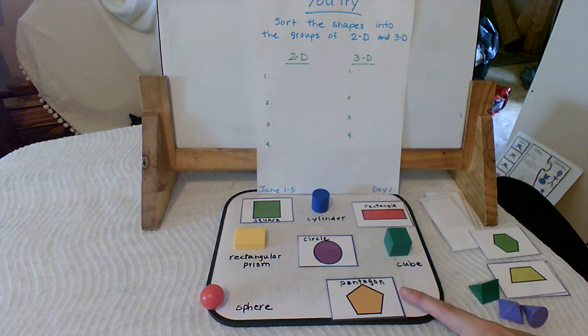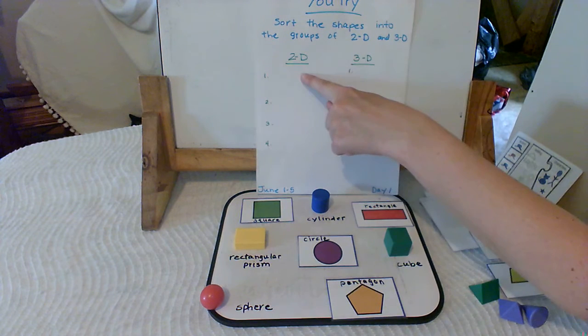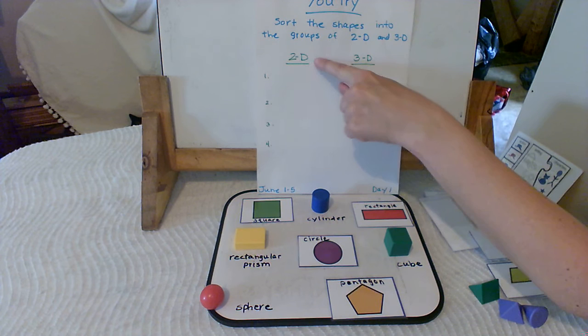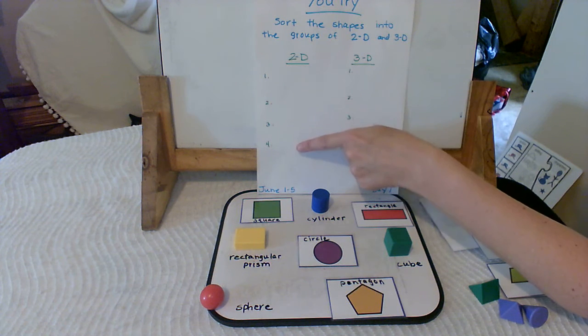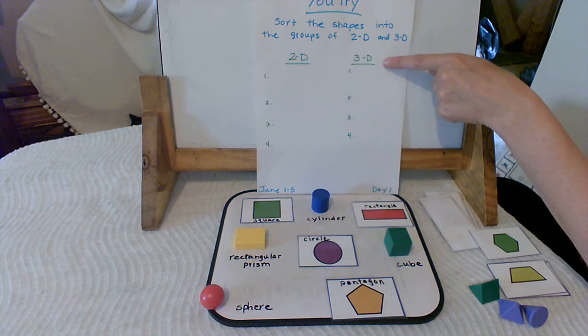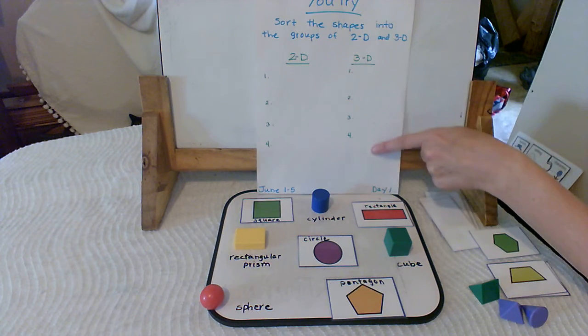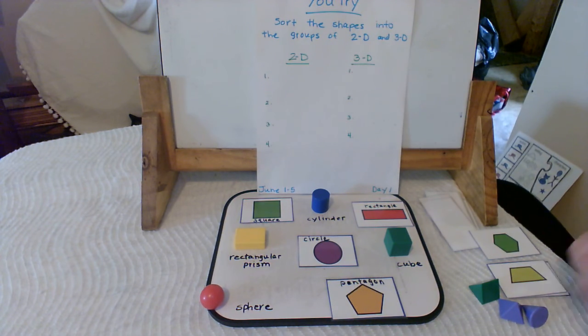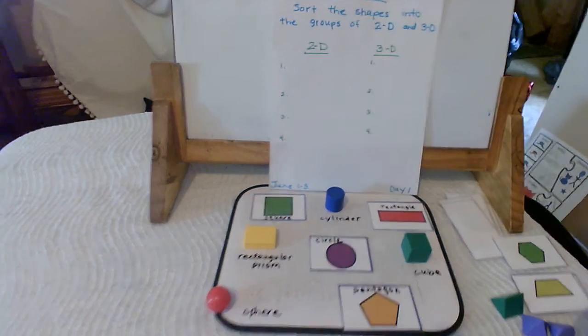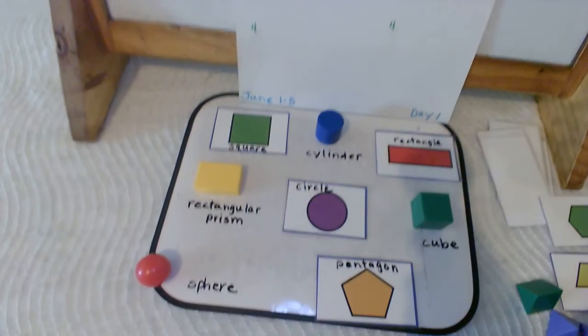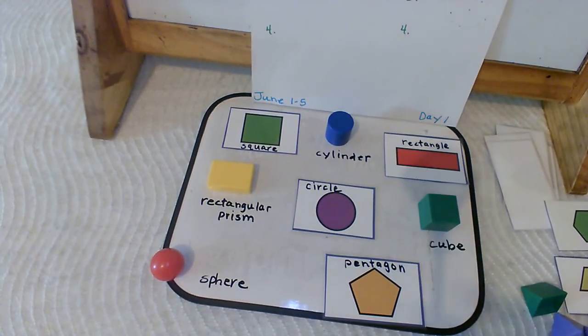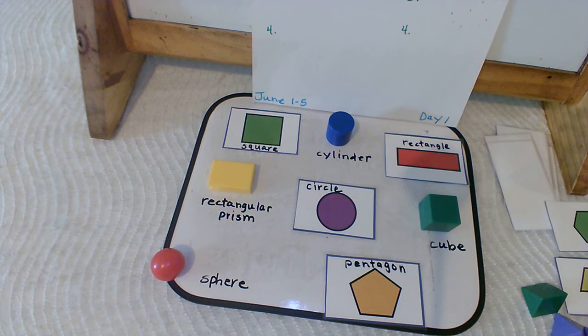So you're going to look at the names of the shapes and you're going to put them under the right category. So on a separate piece of paper you can write 2D, and you can write the names of the 4 two-dimensional shapes, and then write 3D and write the names of the 4 three-dimensional shapes. I'm going to zoom in closer so you can see these shapes. So there are your shapes. Sort them into two-dimensional and three-dimensional.